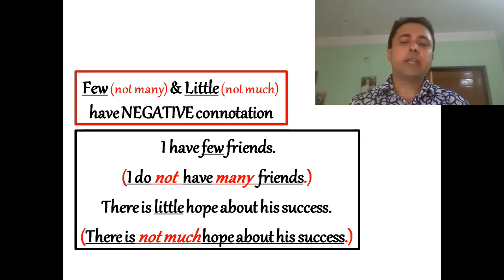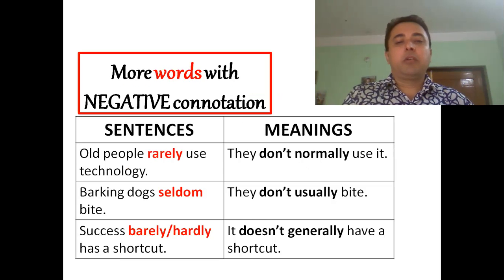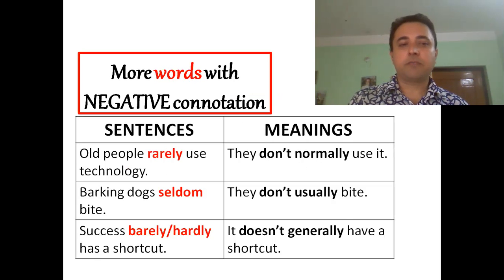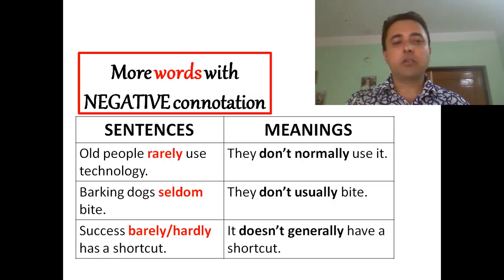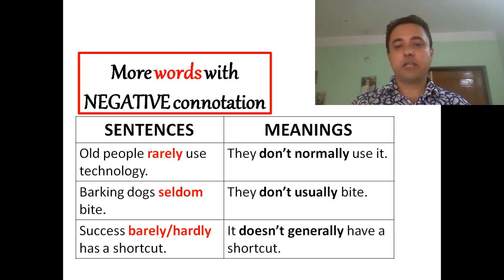There are many words in English which have negative connotation, even if they don't look like negative at first glance. Have a look at those words in red, which have negative connotation. Old people rarely use technology, which means they don't normally use it. Barking dogs seldom bite means they don't usually bite. And success barely or hardly has a shortcut means success doesn't generally have a shortcut.